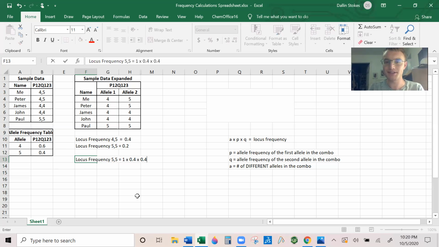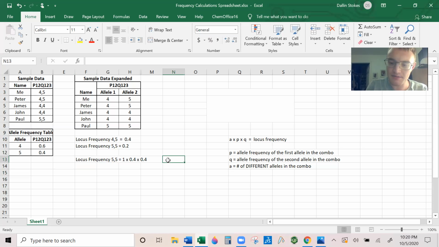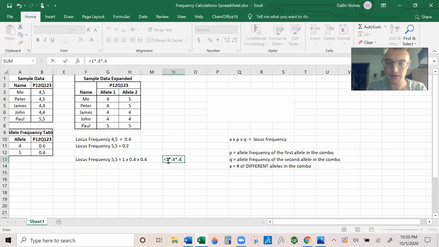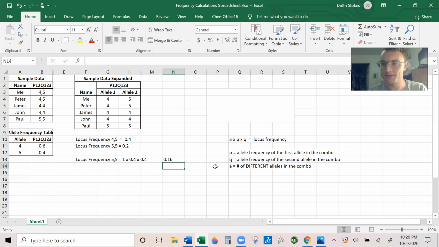So we would put in a 0.4 here. So his locus frequency is going to be calculated by doing 1 times 0.4 times 0.4. And that comes out to be 0.16. So the equation tells us that Paul's locus frequency for the P12 locus is going to be 0.16. Now notice, that's not exactly spot on to what we counted it would be. We counted he would be at 0.2 as opposed to 0.16. That's 20% as opposed to 16%.